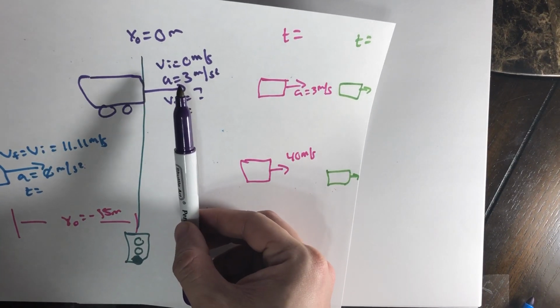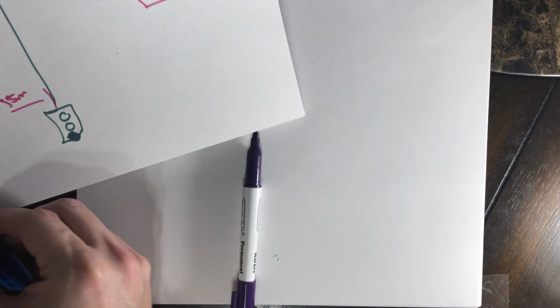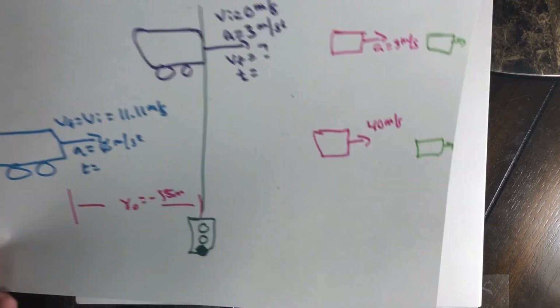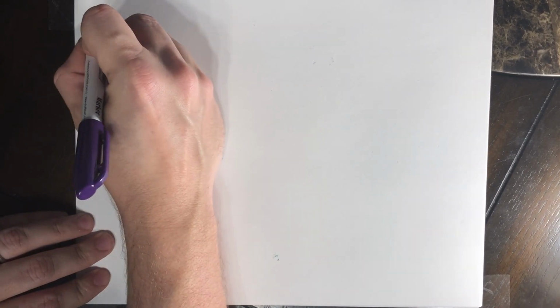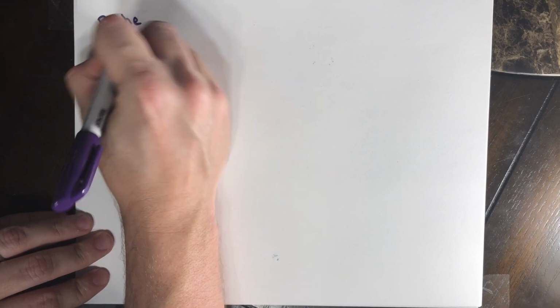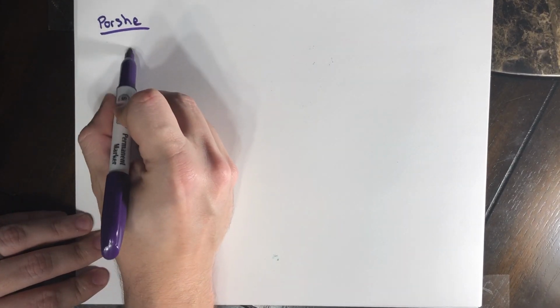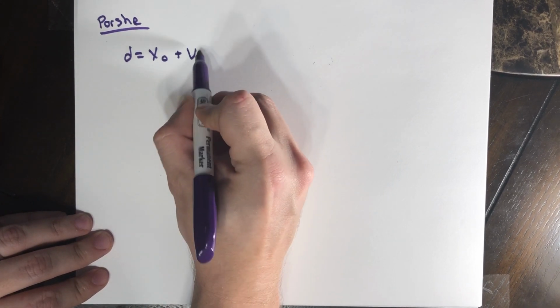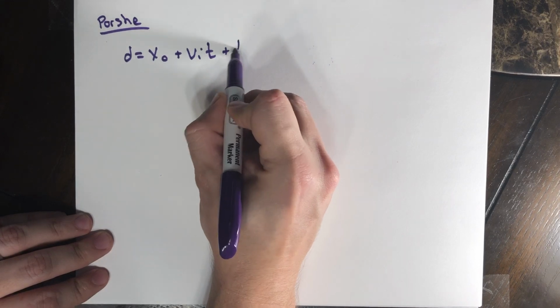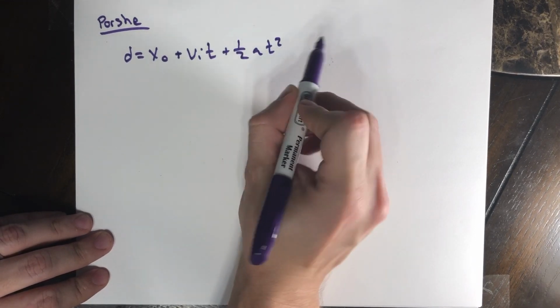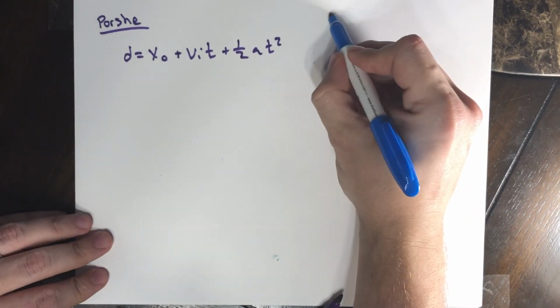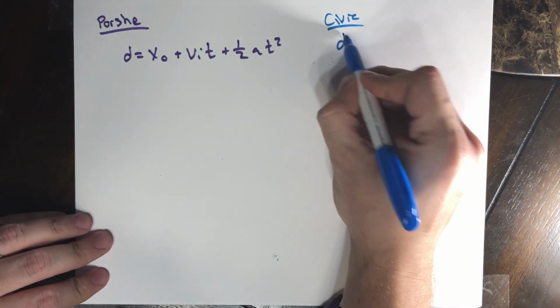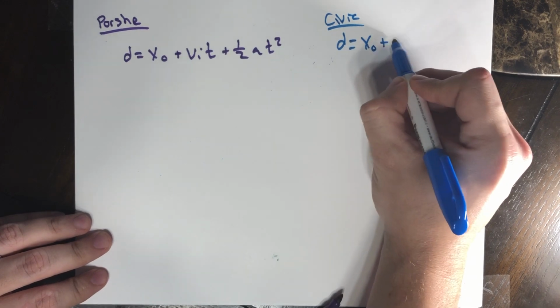Okay. So again, our Porsche, I believe, was purple, so we're going to do all the stuff for the Porsche in purple, and the Civic was in blue, so we're going to do all this stuff for the Civic in blue just to keep it separated a little bit easier. So again, we set up our equation for our Porsche, and we know that our distance is our initial position plus initial velocity times time plus 1/2 of our acceleration times time squared. Now again, exact same idea for the Civic, or for our car. Exact same equation, but we have to keep them separate.